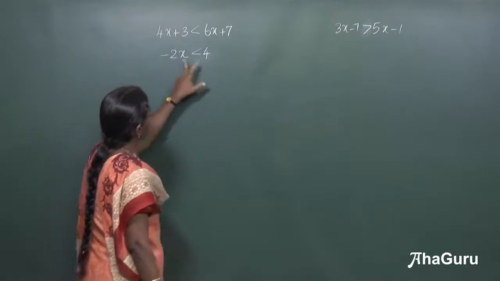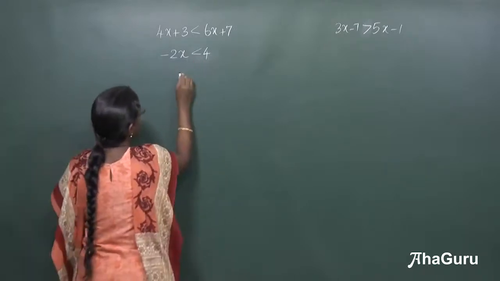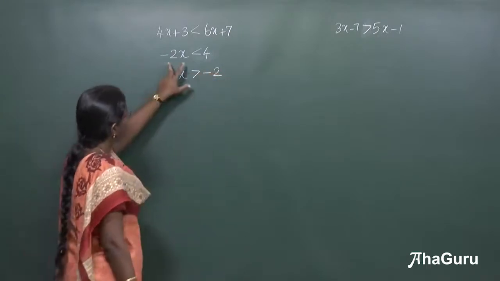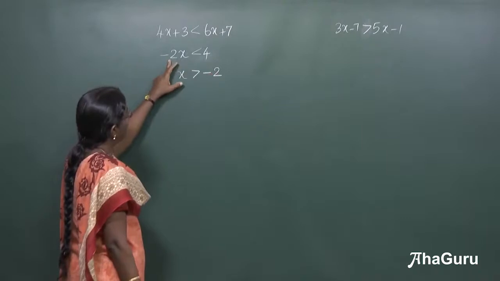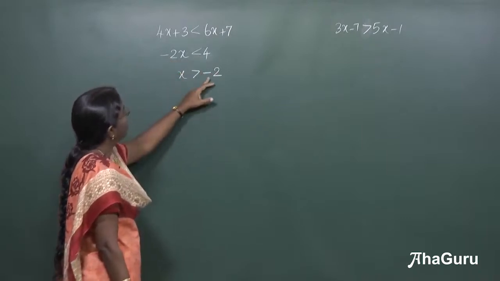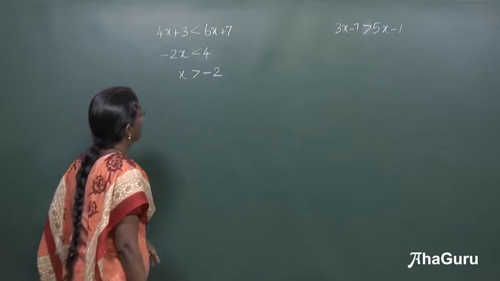I am dividing both sides by minus 2. So, the inequality will change, and you will get x to be greater than minus 2. When I divide or multiply by a negative constant, the inequality sign changes. So, I get x is greater than 4 by minus 2, or greater than minus 2.